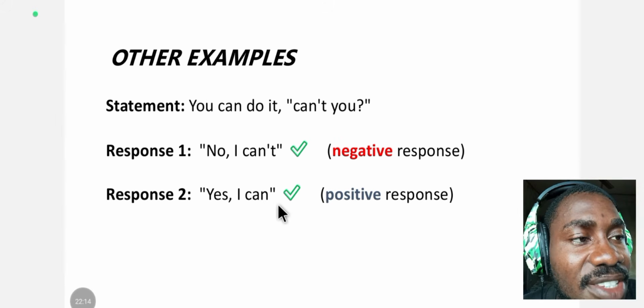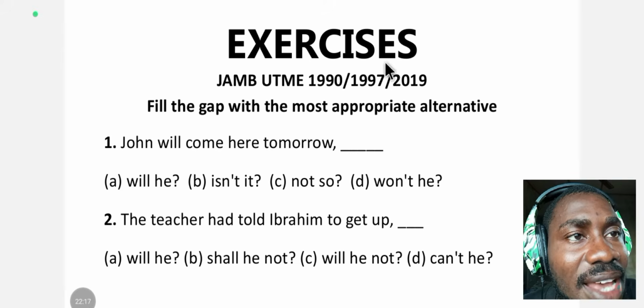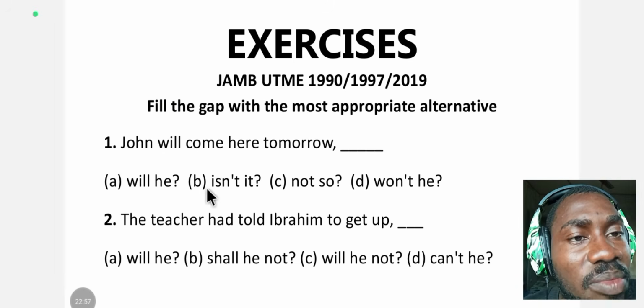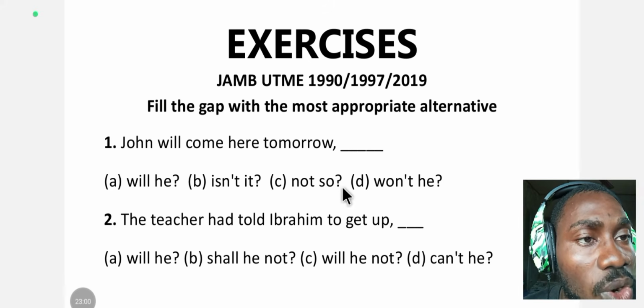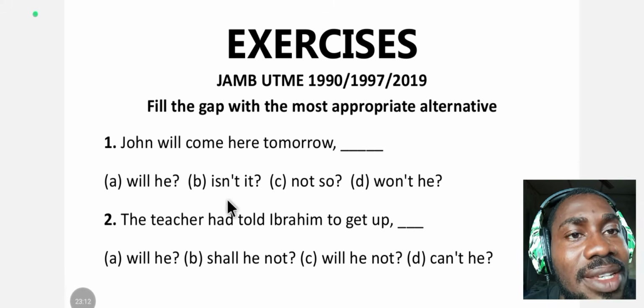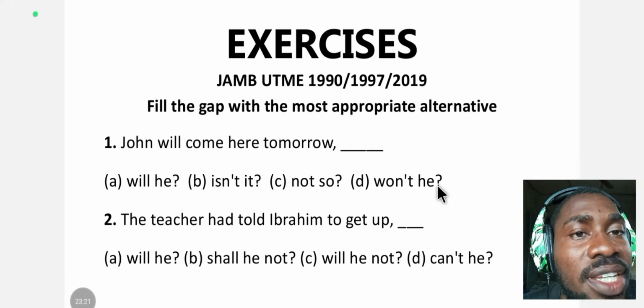Let's take some exercises to test our knowledge. Exercises. These questions were brought from JAMB UTME 1990, 1997, 2000. The instruction says, fill the gap with the most appropriate alternative. Number 1: John will come here tomorrow, dash. A, will he? B, isn't it? C, not so. D, won't he? What's your answer? You answered right. The correct option is D, won't he? John will come here tomorrow, won't he?